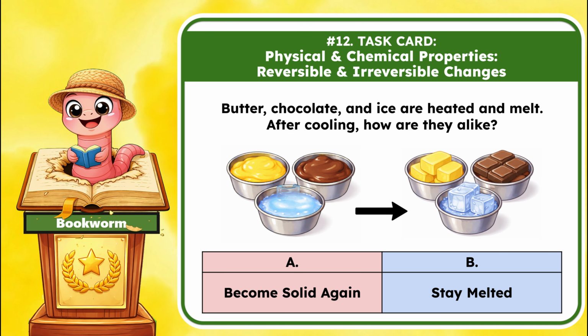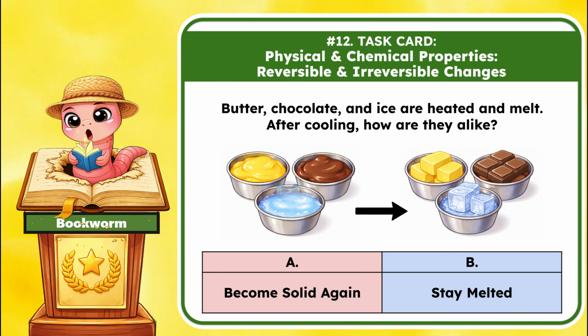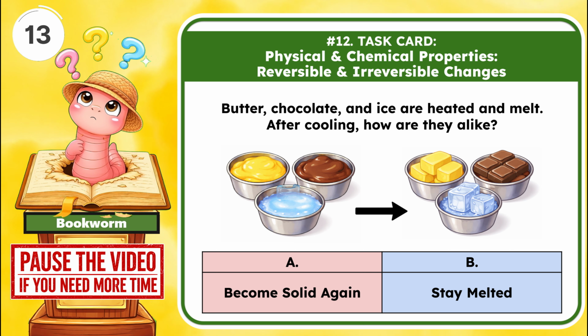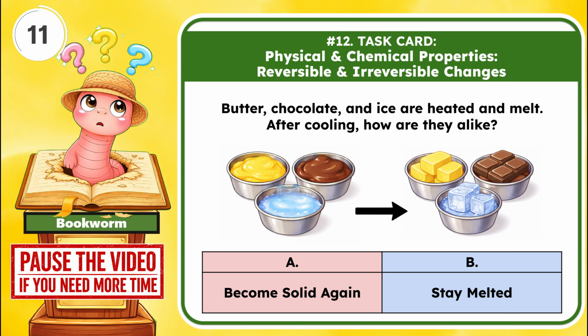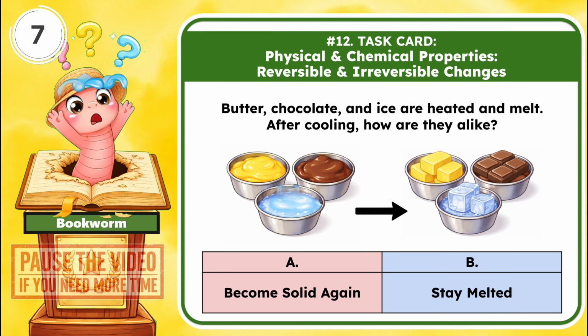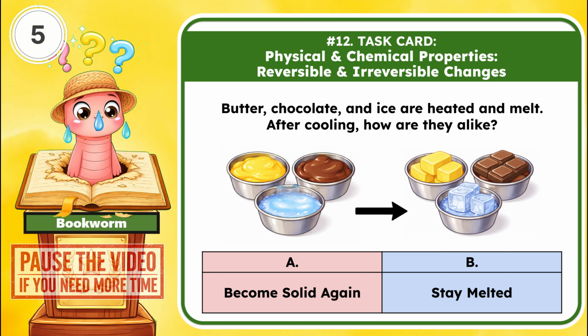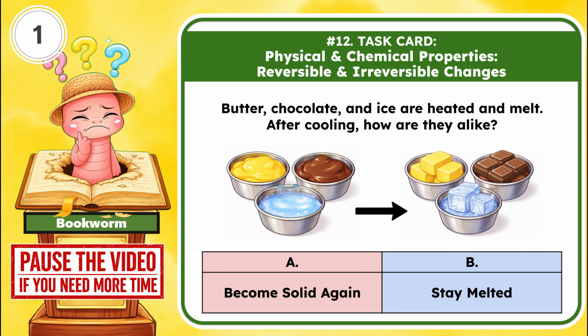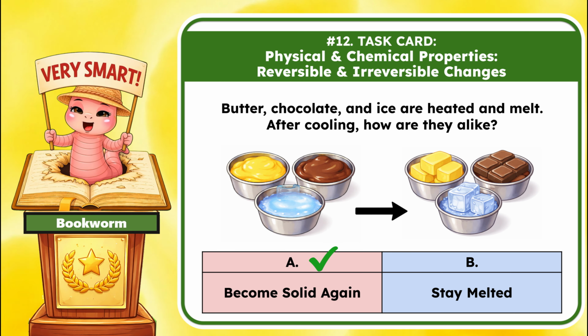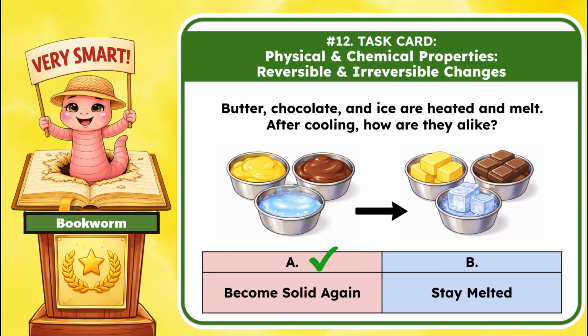Butter, chocolate, and ice are heated and melt. After cooling, how are they alike? And the correct answer is letter A. Becomes solid again.